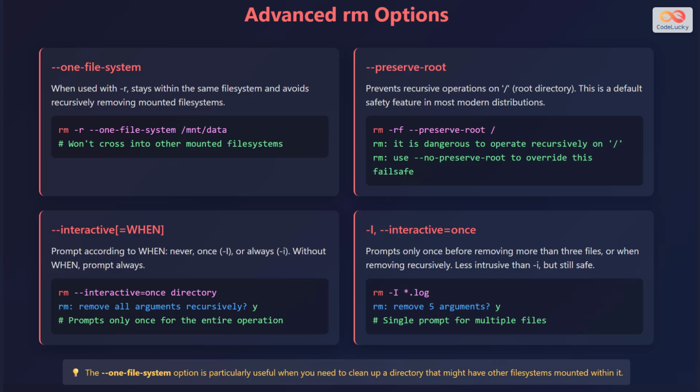For example, if you use the command rm -I *.log, and there are 5 log files in the directory, the system will prompt: remove 5 arguments? You can then answer Y or N. The --one-file-system option is particularly useful when you need to clean up a directory that might have other file systems mounted within it.